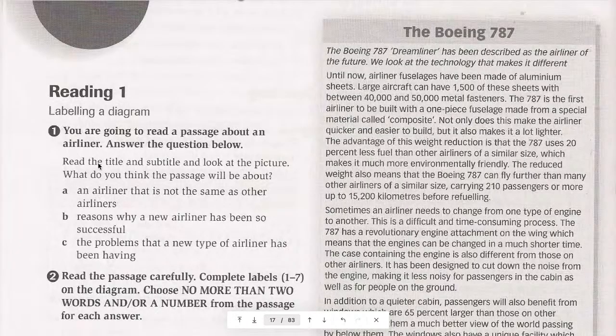Look at the technology. And here we have A, an airliner that's not the same as other airliners. Does that make sense? Yeah, it makes sense, right? B, reasons why a new airliner has been so successful. Is that what they focus on? No, right? Because they want to say that they look at the technology that makes it different, not why it's so successful. So B is not the right answer. C, the problems that a new type of airliner has been having. Will they talk about the kind of problem? Maybe they will talk about all of them, but the main thing here is the technology that makes it different. Okay? So the answer is A.